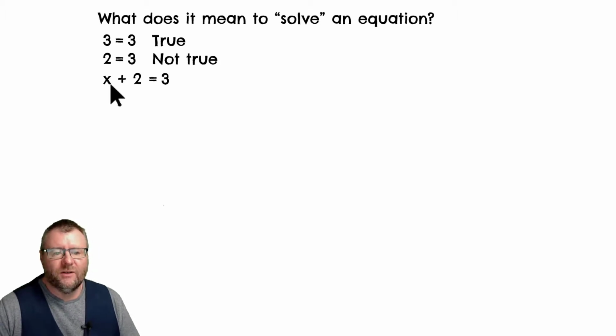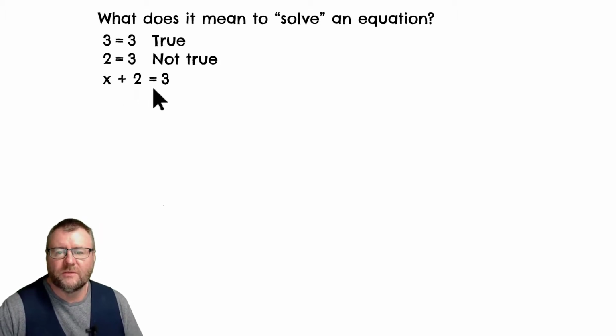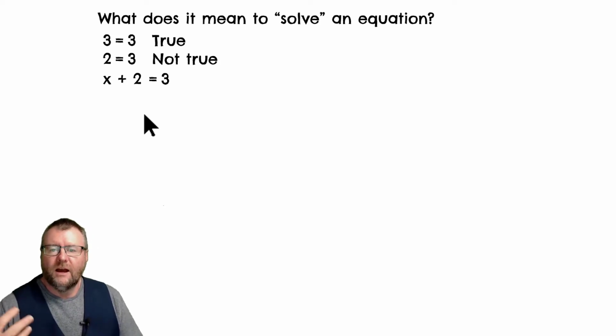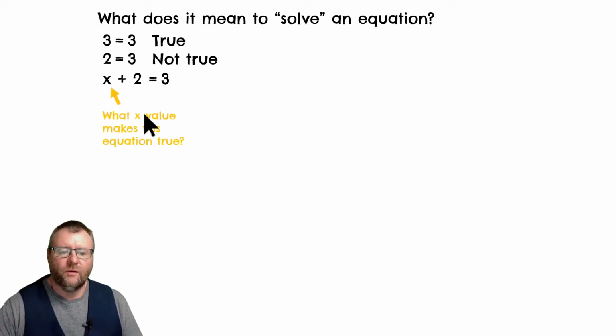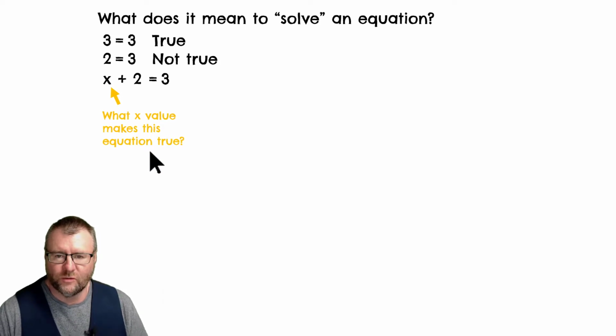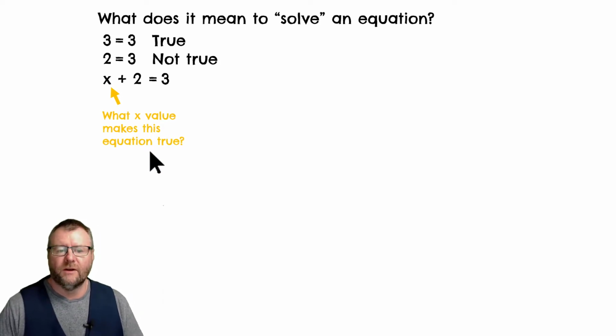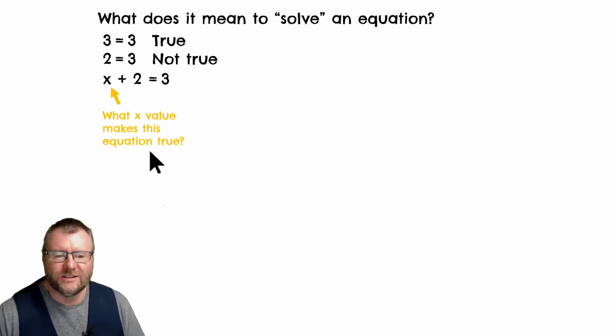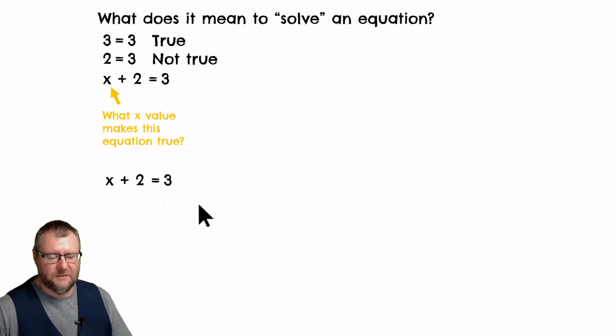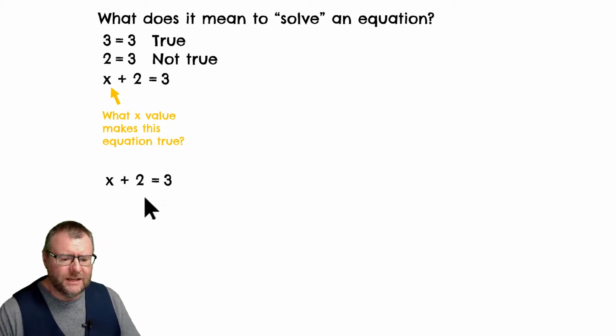Now, in this case, I've got an equation, x plus 2 equals 3. To solve it, I have to find the value for x that makes the equation true. That will be its solution. If I can find the value for the unknown that makes it true, that is how I solve it. And this one's nice and easy. Let's lay it out in front of us, and you can just look at that one and figure it out.